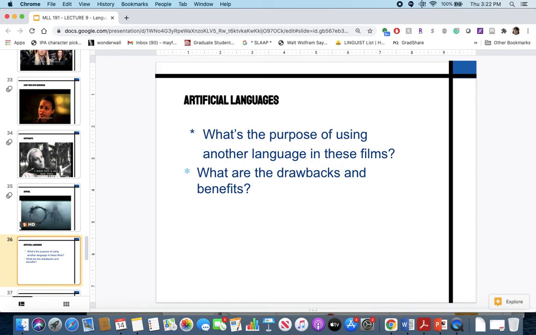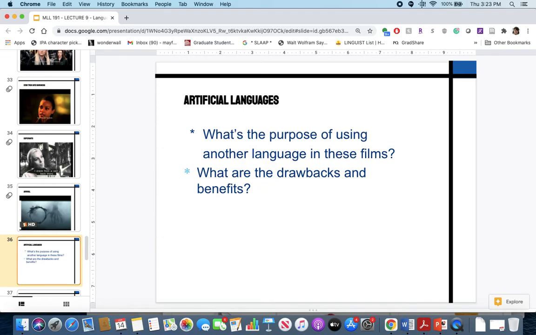So, what is the purpose of using these languages in these films? What are the drawbacks? What are the benefits? For one of the benefits, it could be that you're able to understand a little bit about the world, right? For example, if you're watching Game of Thrones and you hear the character speaking Dothraki, you're able to sense that they're not familiar to me. They're a kind of foreign culture. They have their own history, their own heritage, right?